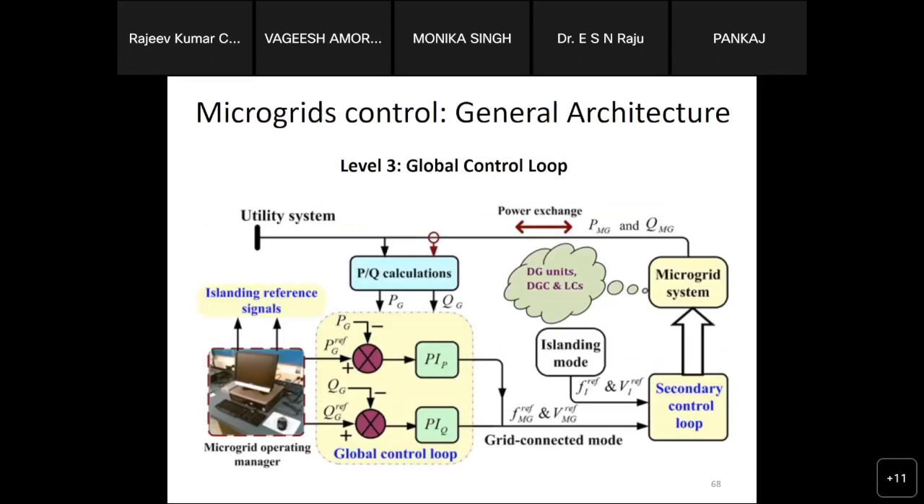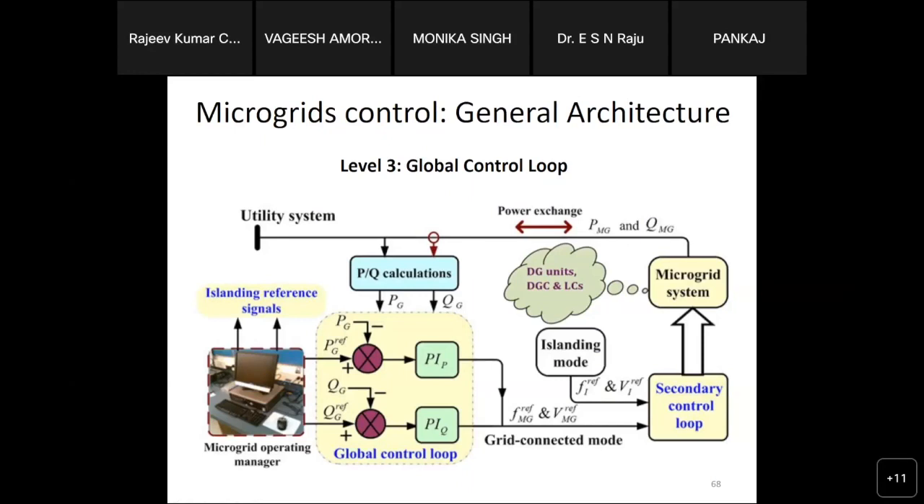This is how the global control looks. As we can see, we have the global control, the secondary control, and the primary control. In the global control, we get the active and reactive power references from the microgrid operating manager. With those references, we generate the frequency and voltage references, and those are given to the secondary control.